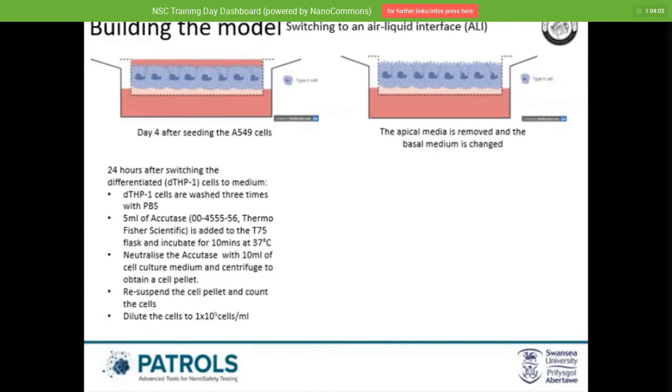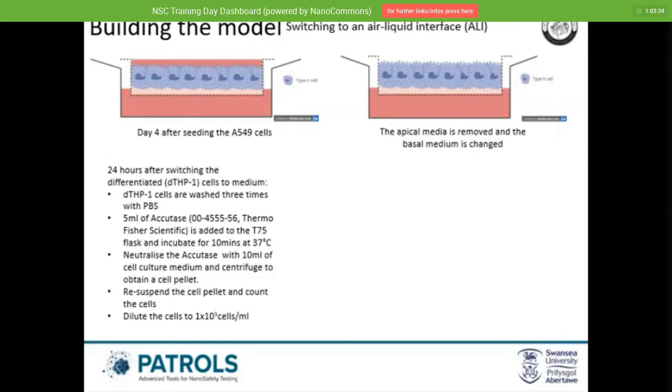So we wash our THP1s 3 times with PBS before adding 5 mils of Accutase onto this. Now, we use Accutase instead of trypsin as it's a gentler method and it works in a different way. We incubate this for 10 minutes within our incubator, and once it's been incubated and the majority of the macrophages have detached from the flask, we neutralise our Accutase using 10 mils of our cell culture media. This is double the volume of the Accutase we would have placed into the flask.